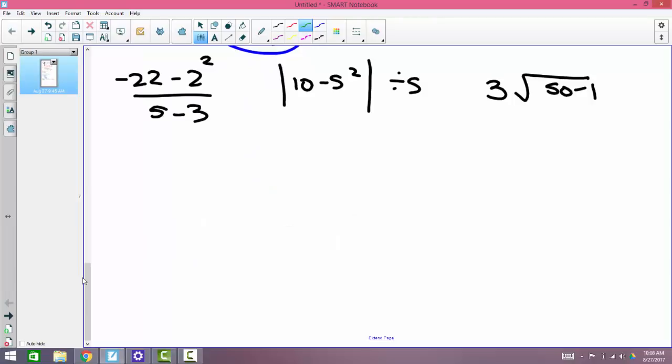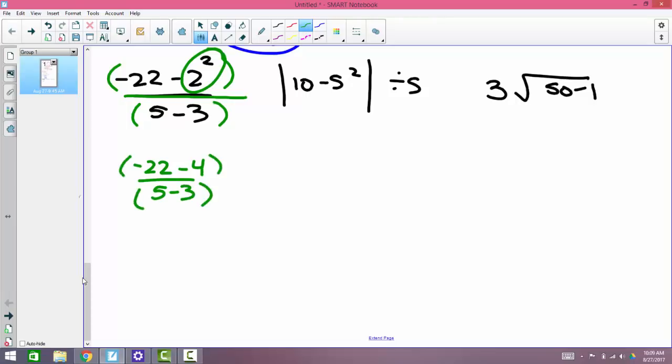In the first one, when you have a big division sign, the entire numerator is grouped together and the entire denominator is grouped together. That's pretty important. I should have said that before pause. So in the top parentheses, and every time you have a big division sign, just put the parentheses in. So the 2 squared would be the first step. So you're going to have negative 22 minus 4 over 5 minus 3. And you're still going to do the whole top and then the whole bottom. It's like this parentheses grouped.